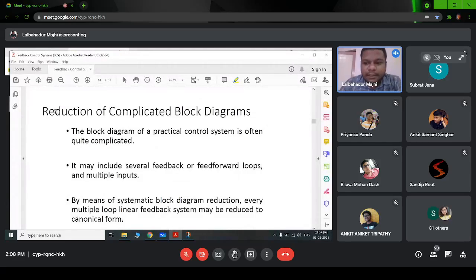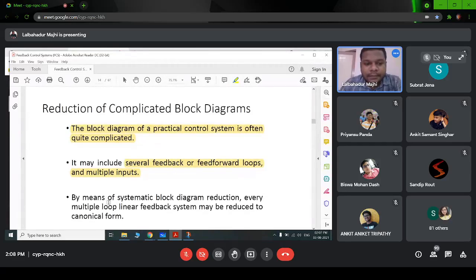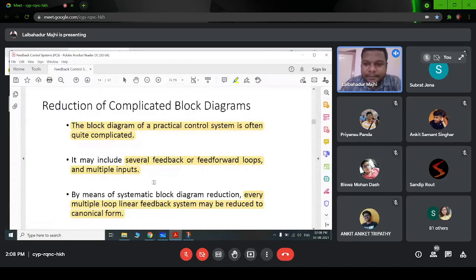So let's see then reduction of complicated block diagrams. The block diagram of a practical control system is often quite complicated, right? We'll see those. It may include several feedback or feed forward loops and multiple inputs. By means of systematic block diagram reduction, every multiple loop linear feedback system may be reduced to the canonical form. We will discuss the canonical forms in the fourth module. Okay, so just know there is a form of representation, canonical form.